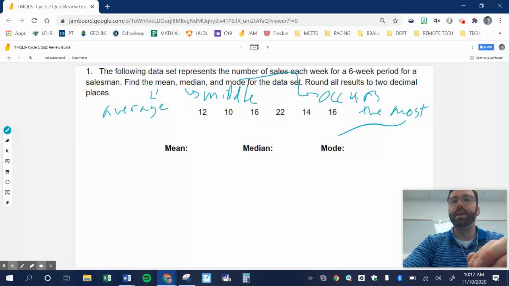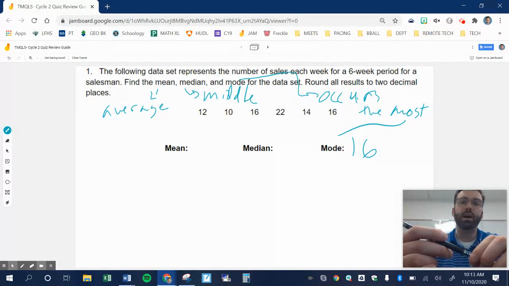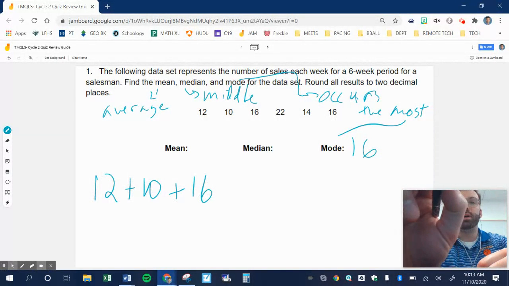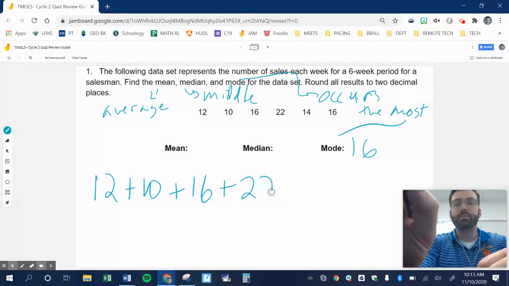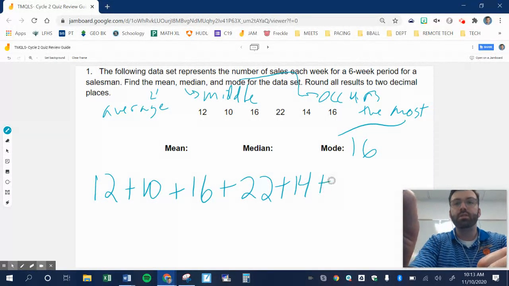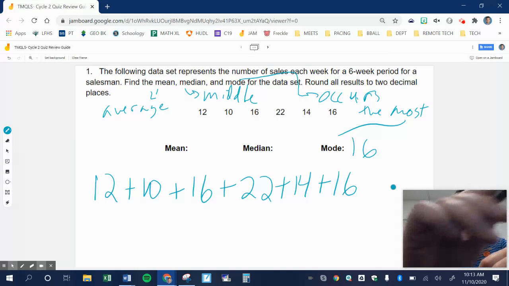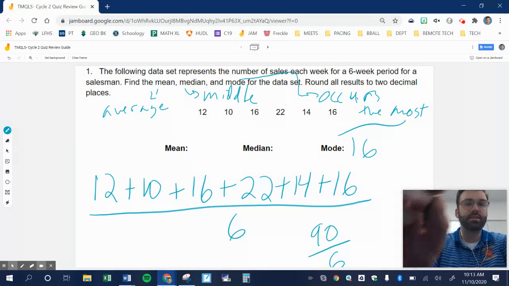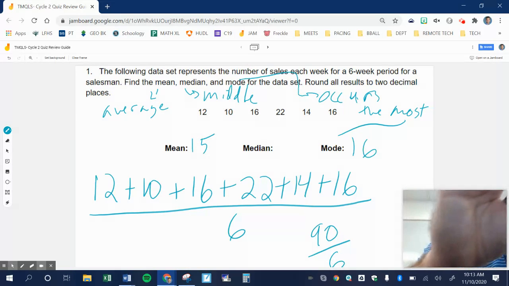I can tell you right now that my mode is going to be 16 since 16 appears twice. The mean is our average, so to find the average between some numbers, remember I add them up and divide by the number of numbers that I have. I have 6 numbers. So I add all these up and divide by 6. I got 90. I'm going to divide that by 6 to get a mean of 15.